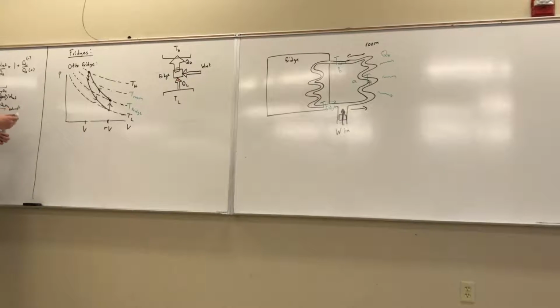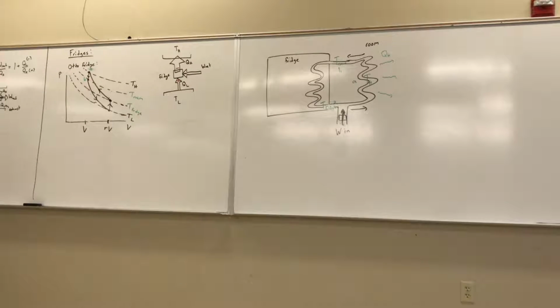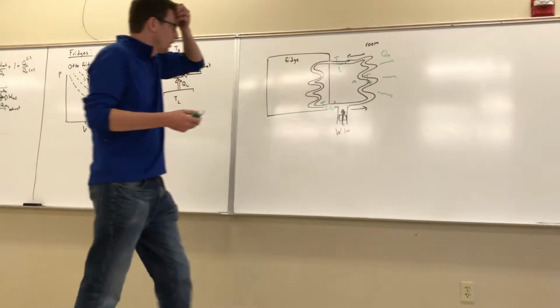So, okay, now I think it's correct now. I started off at A to B. I cool from T hot down to T room. Okay. So that's A to B.